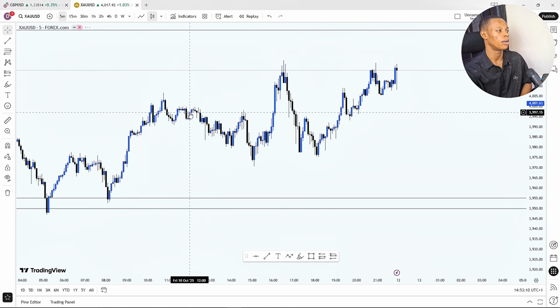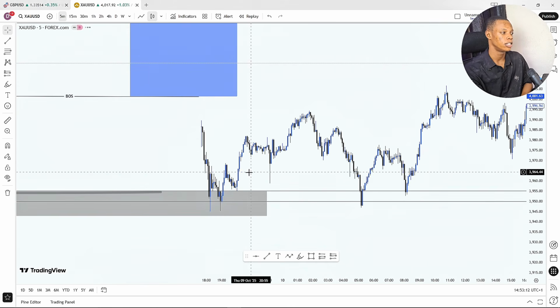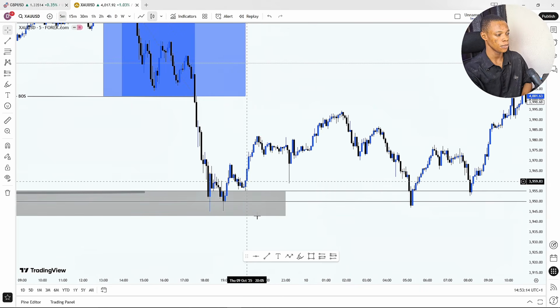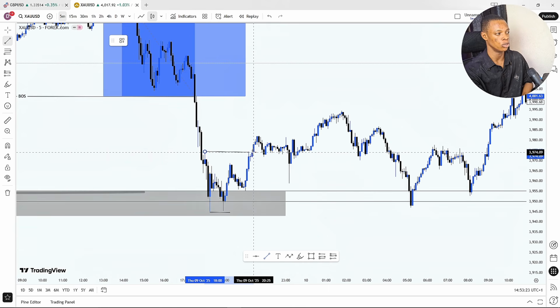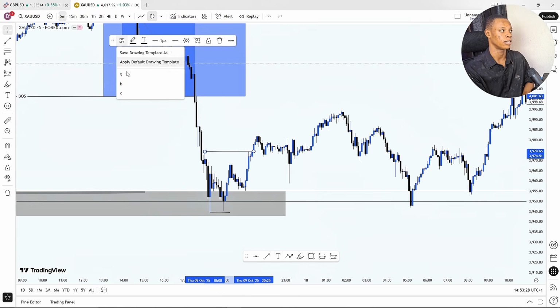Now on getting here, I want to watch out for a change of character, and let's see if it gives a change of character. Price at this very low didn't break structure to the downside, so there was no break of structure to the downside, but it had this high. It broke past it. So this was the high. It broke, and that break of structure now validates a change of character.